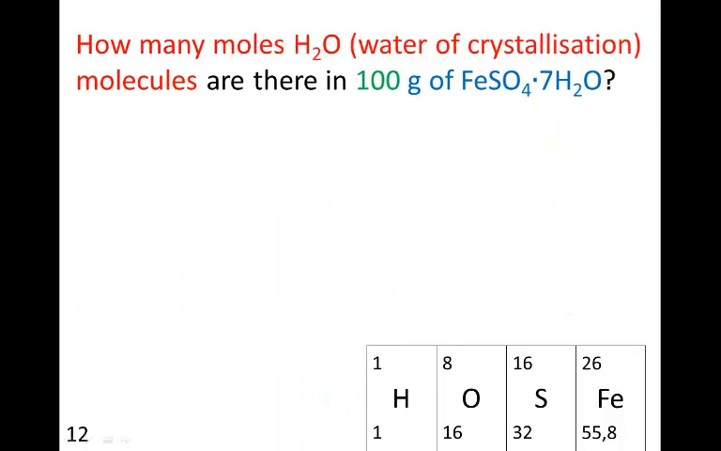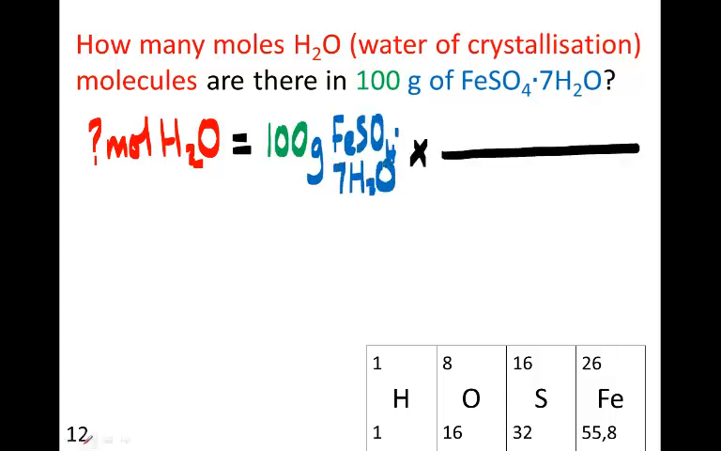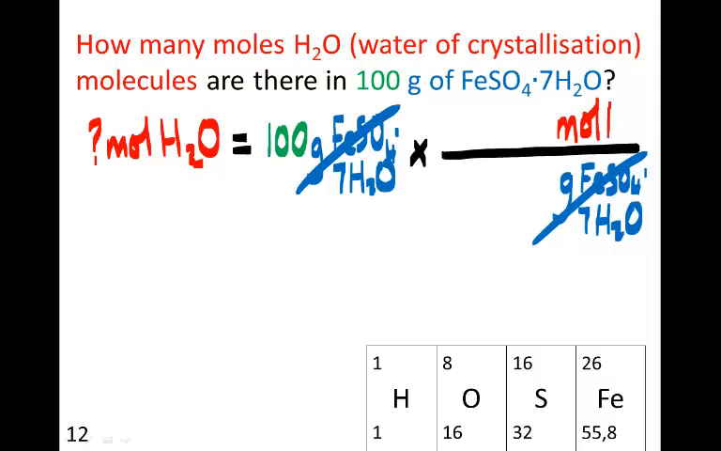How many moles of water molecules are there in 100 grams of iron sulfate? Answer this yourself before I show you. How many mole H2O? Notice this is now mole H2O, not just H2O. Are there in 100 grams of iron sulfate with water of crystallization? So we multiply that by a unit factor, which has grams of iron sulfate at the bottom to cancel that unit out. And we need moles of water. Now not water, but moles of water at the top.